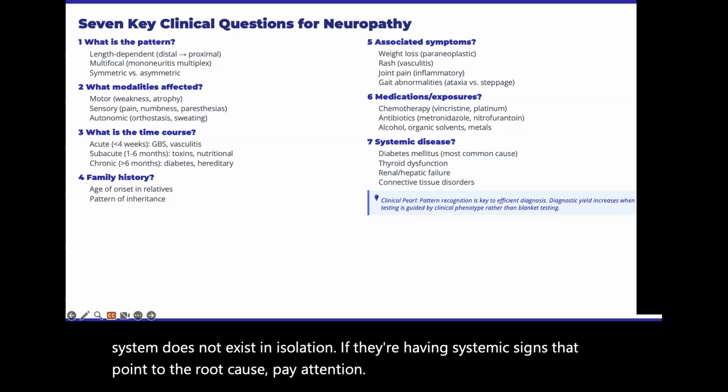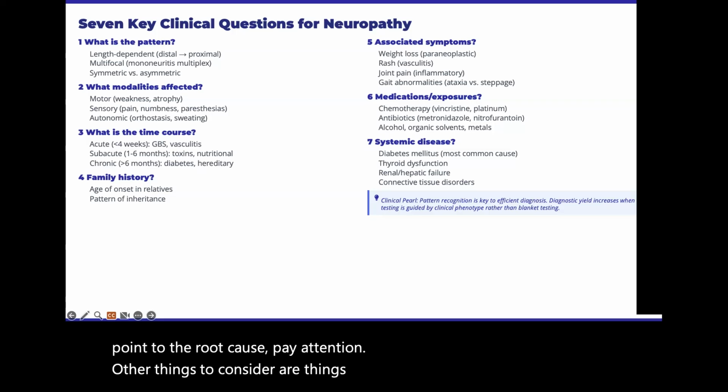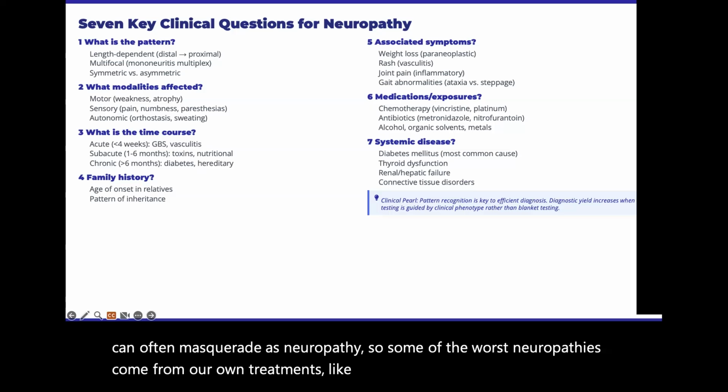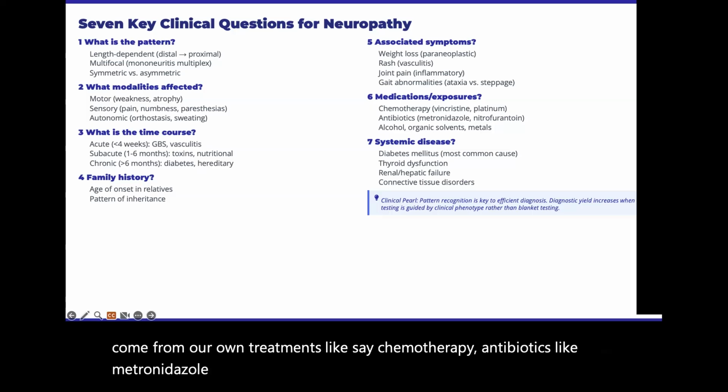Other things to consider are things like medications and exposures. Toxins can often masquerade as neuropathy. So some of the worst neuropathies come from our own treatments, like, say, chemotherapy. Antibiotics like metronidazole and nitrofurantoin can cause neuropathy.